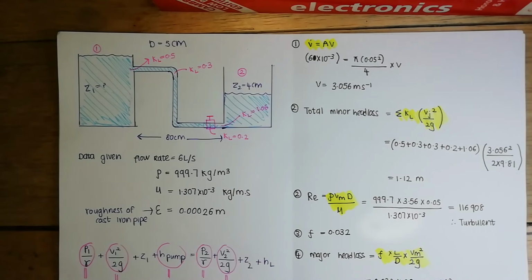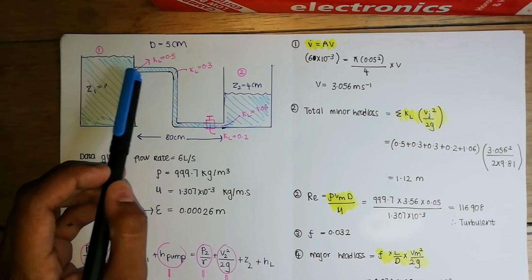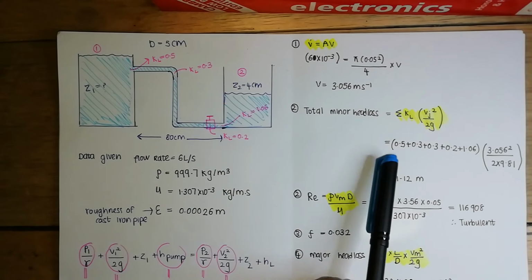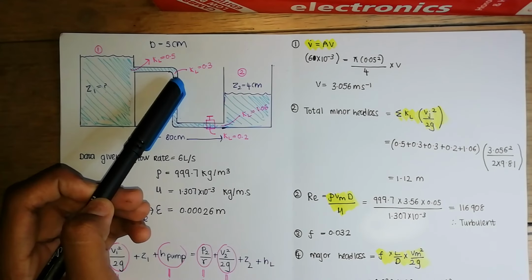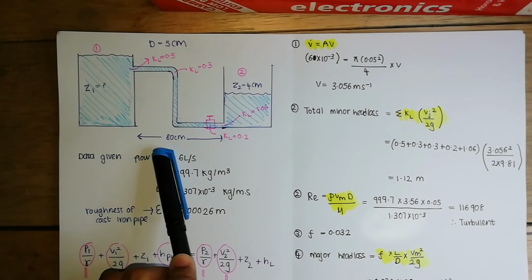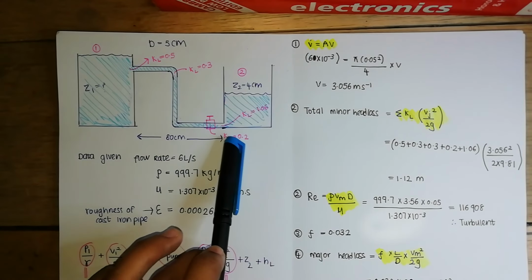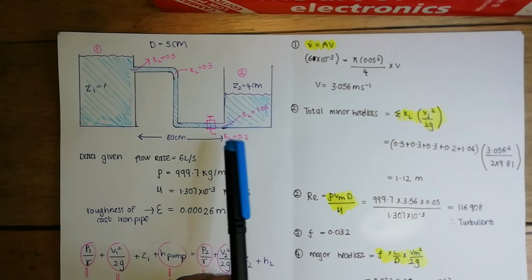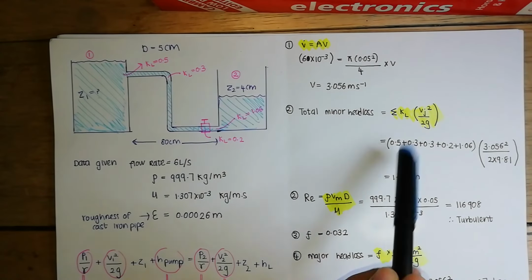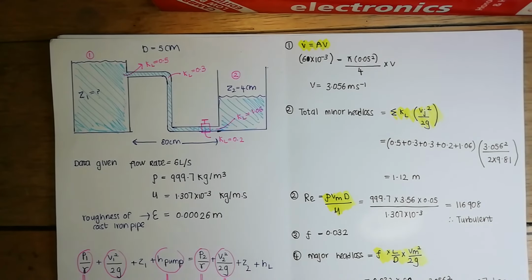The first loss coefficient would be KL of this entrance pipe. That's 0.5. Then 0.5 plus this bend is 0.3, and we have another bend like that over here, so 0.3 plus 0.3. KL due to this valve is 0.2, and coming out, KL of this exit is 1.06. You add everything up and multiply by 3.056 velocity squared divided by 2g. So you are left with 1.12 meters.